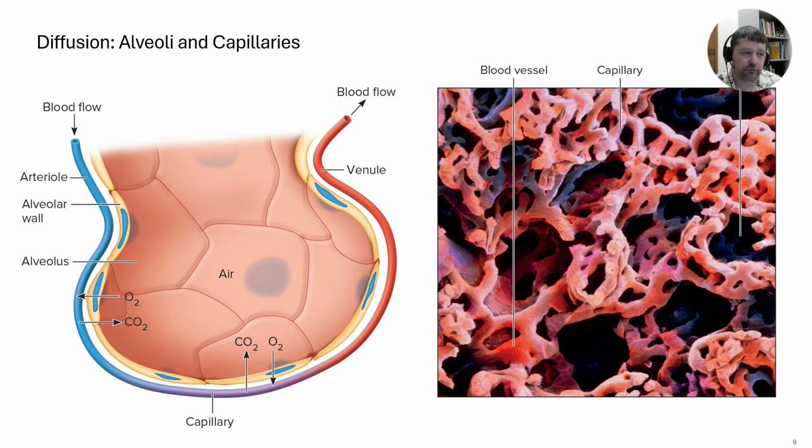Same thing with carbon dioxide. The carbon dioxide is high in the blood. It's low in the alveoli sacs. So the carbon dioxide will tend to go from high to low until the two areas are basically equal. You can see there's lots of space, lots of surface area, blood vessels, capillaries associated with these regions, these alveoli sacs. So there's lots of area for transfer of oxygen and carbon dioxide to occur.